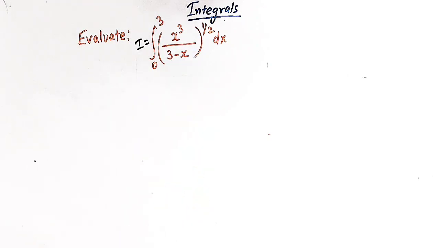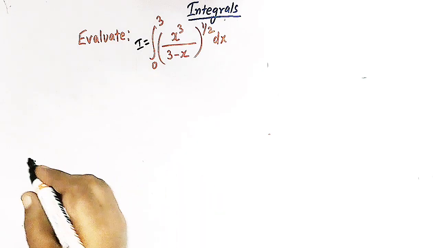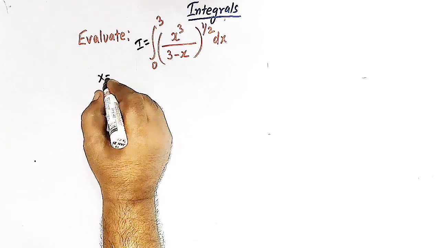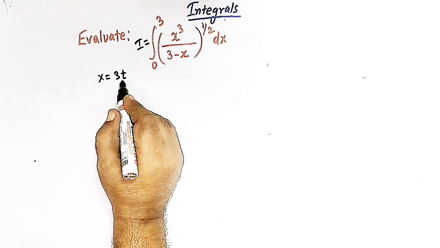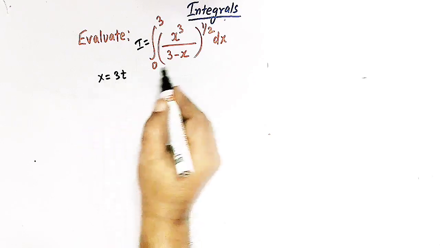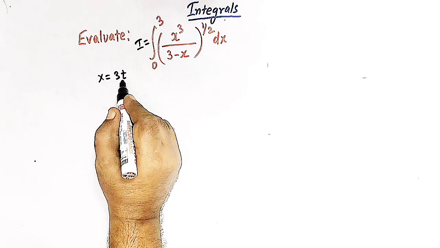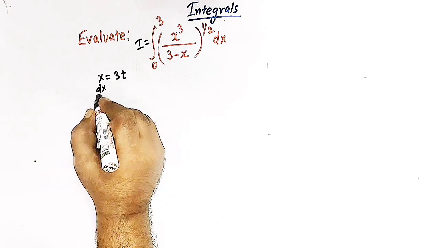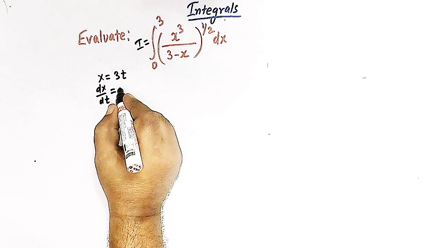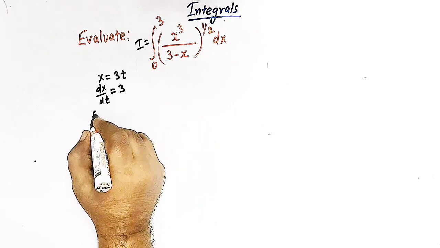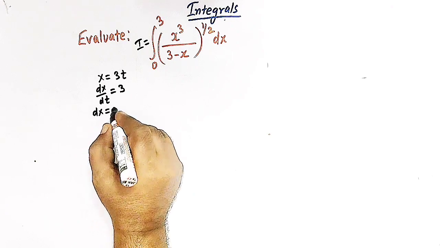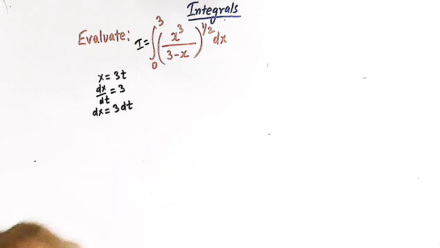So in order to solve this integral, let us first take the help of the method of substitution. So let us substitute here x is equal to 3t, right? So here we are introducing the variable t such that x is equal to 3 times of t. So dx over dt is now equal to simply 3, because the derivative of t with respect to t is 1. So we can now write dx is equal to 3 times dt.